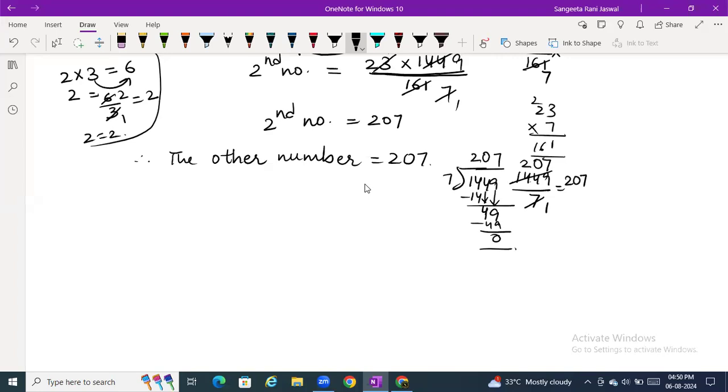Okay, let's take some statement sums now. In the previous class also we had started with some statement sums. Let's continue with that.